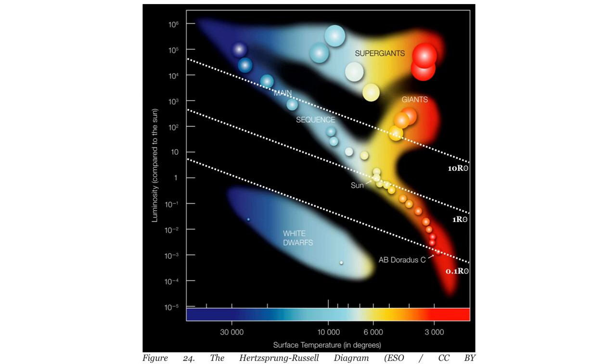Now, looking here, you have stars with very, very high temperatures. Here you're going to have stars with very low temperatures. And here you're going to have stars with very low luminosities. And here you're going to have stars with very high luminosities.